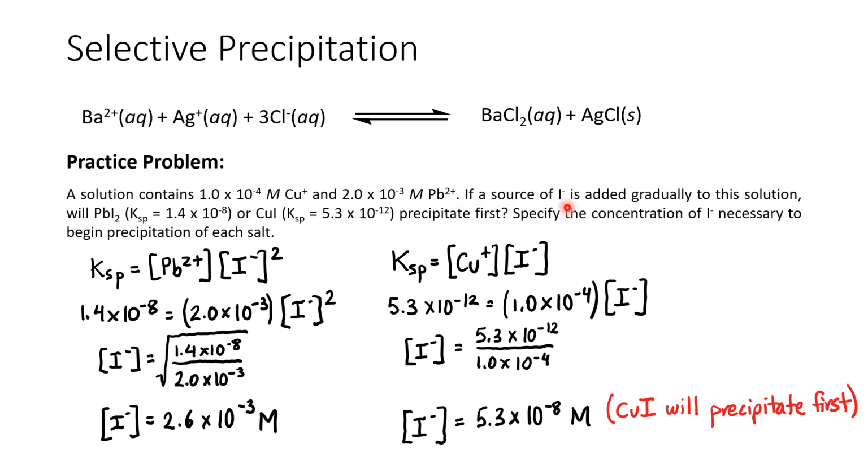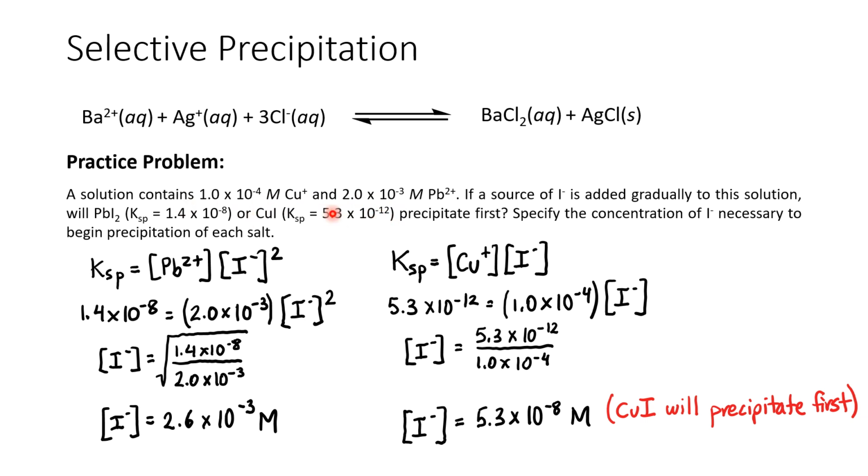It says if a source of I minus is added gradually to the solution, will PbI2, which has its KSP, or copper iodide, which has its own KSP, precipitate first? So the bottom line is, if I gradually add I minus to the solution, which is going to precipitate first? Right away, you can look at the KSPs and probably get an idea of which one will precipitate first. Notice that the copper iodide has a lower KSP.